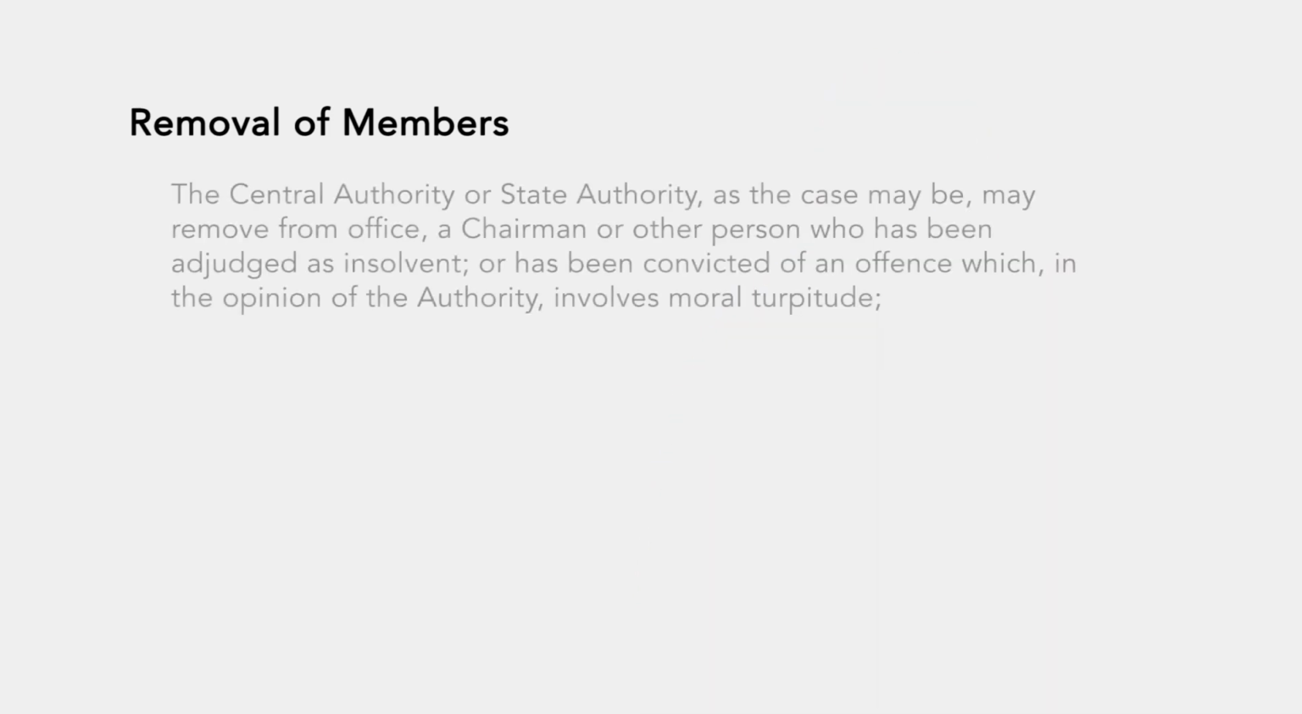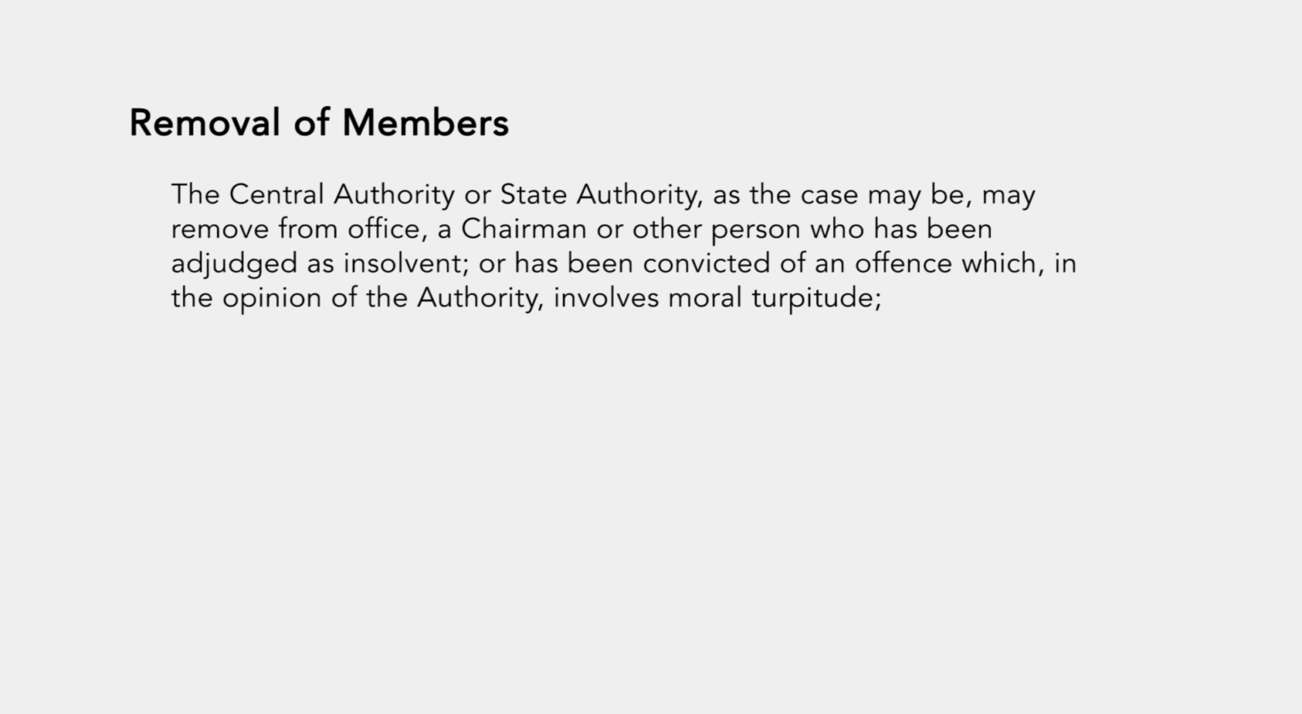Removal of the members. So, how can a member, during his tenure of 5 years, be removed from the position of the chairman or as the member of permanent Lok Adalat? The central authority or the state authority, as the case may be, may at any point remove the officer, a chairman or other person who has been adjudged insolvent or has been convicted for an offense which in the opinion of the authority involves moral turpitude.